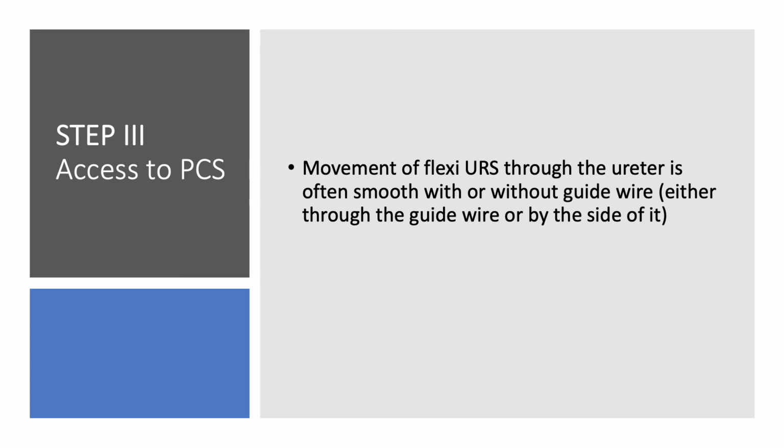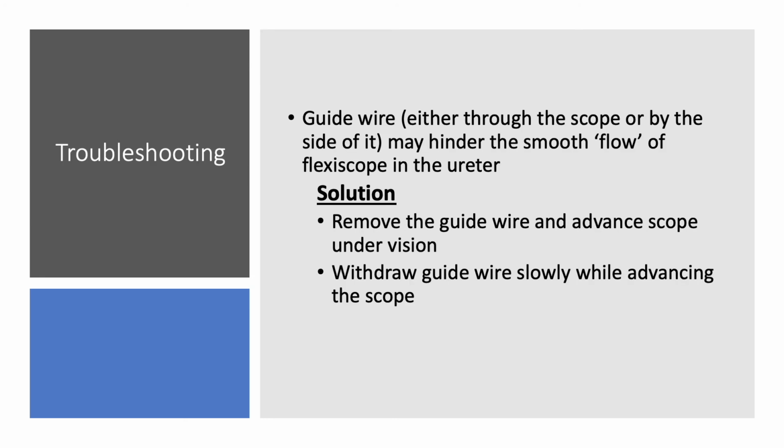Movement of the flexible ureteroscope through the ureter is often smooth with or without a guide wire. But there are some situations where we get stuck. Let us see which are they. A guide wire, either through the scope or by the side of it, may hinder the smooth flow of the flexible ureteroscope in the ureter. Why does this happen?